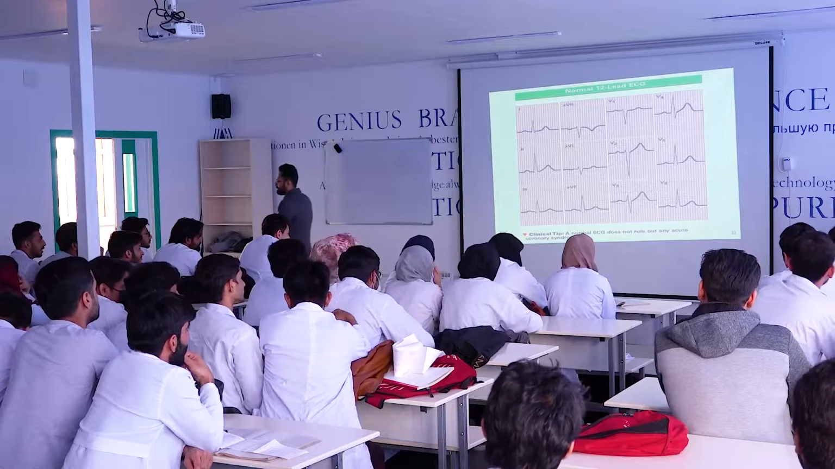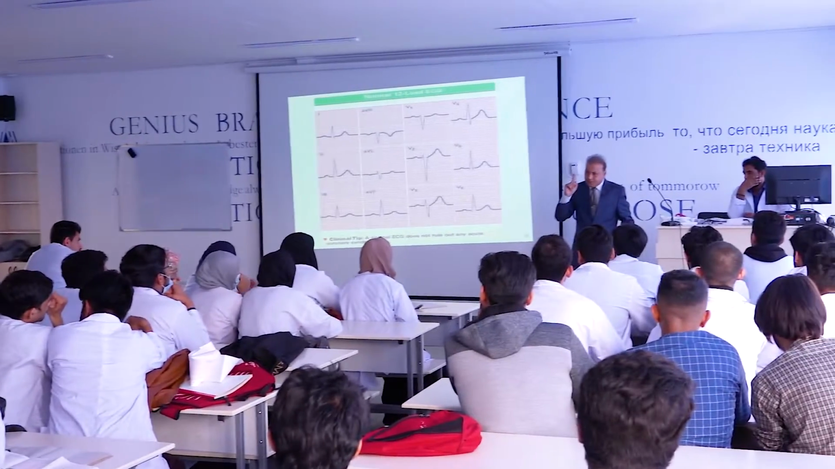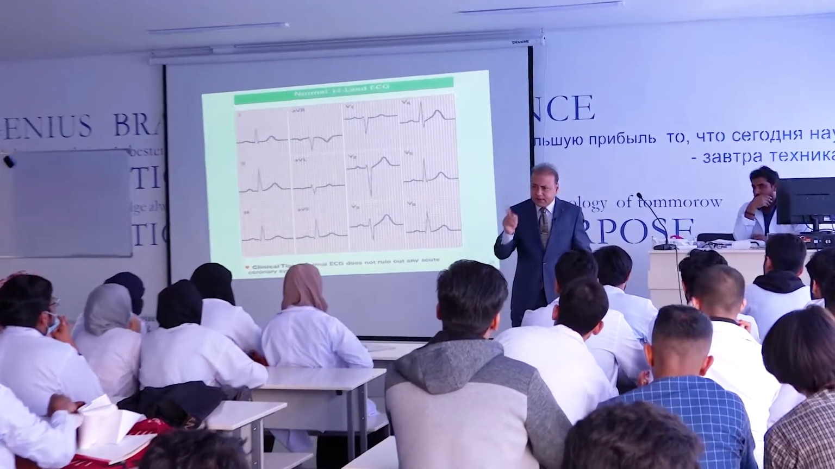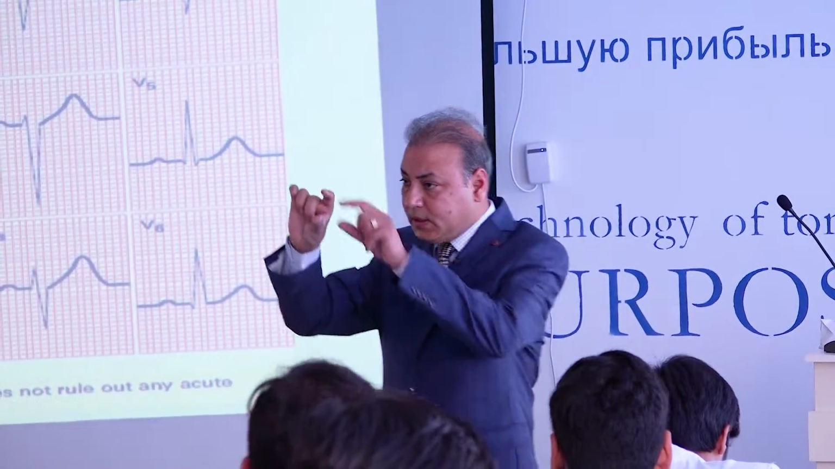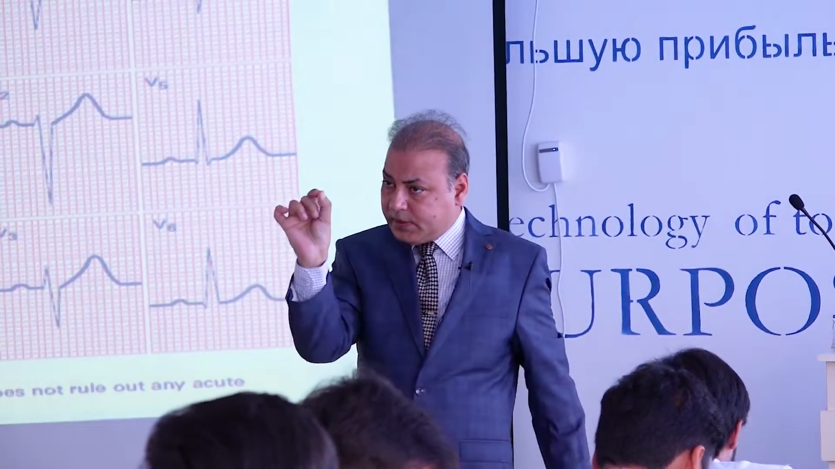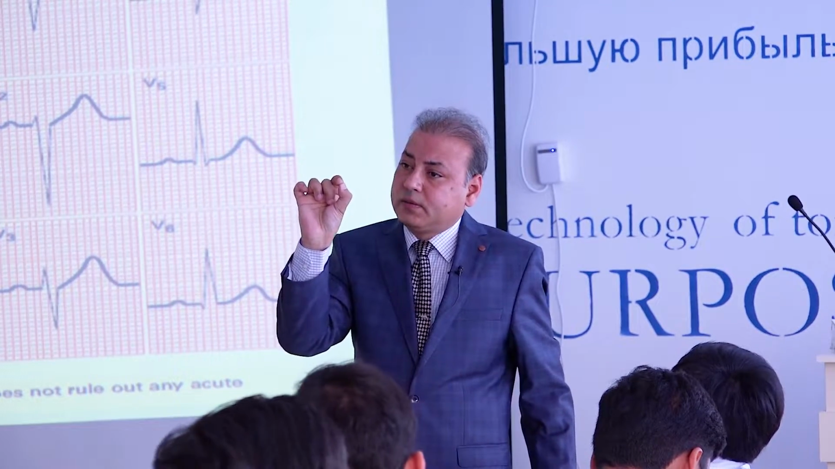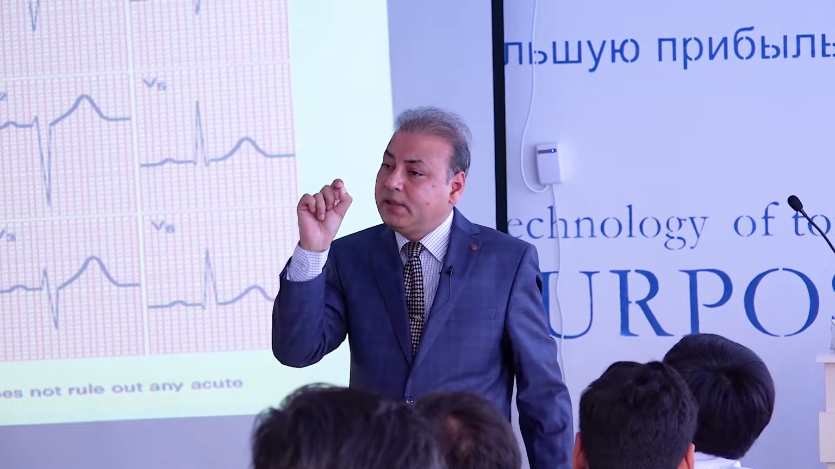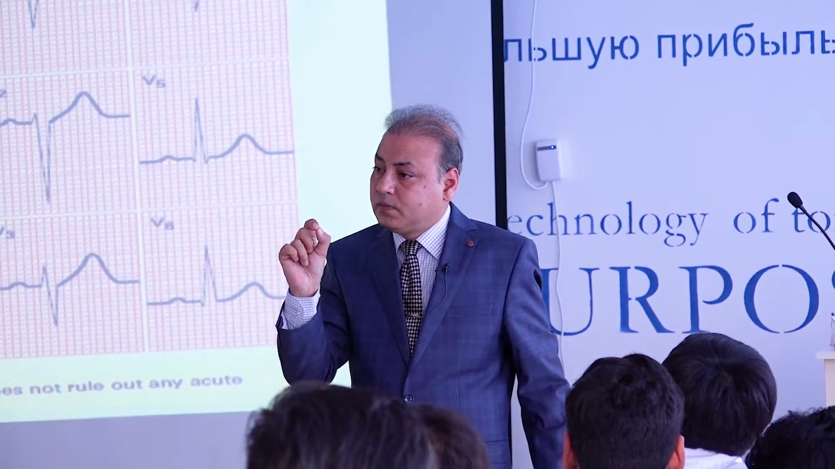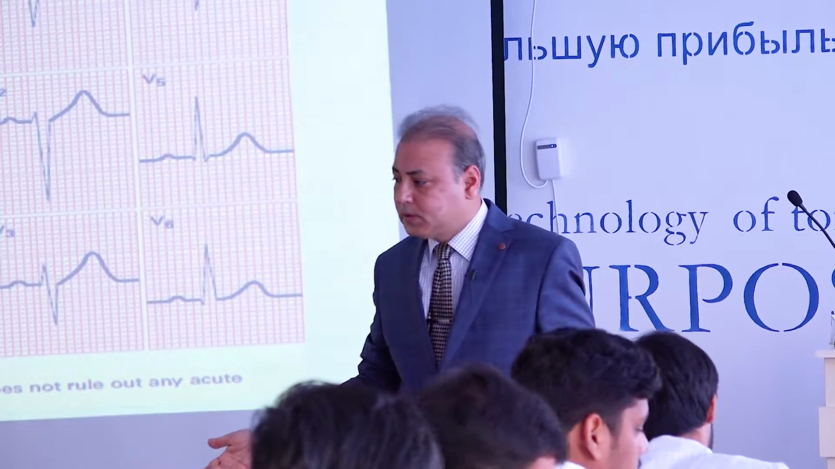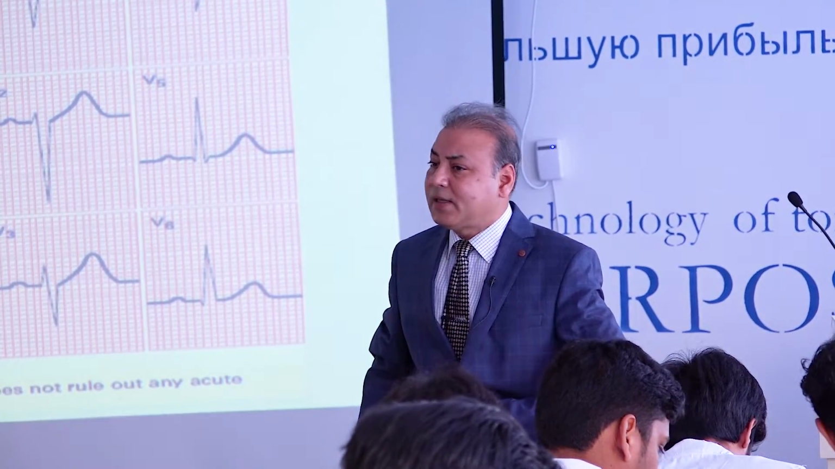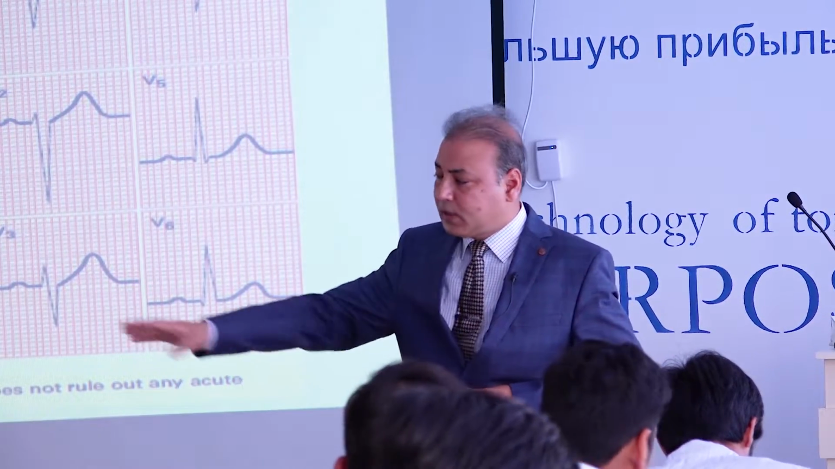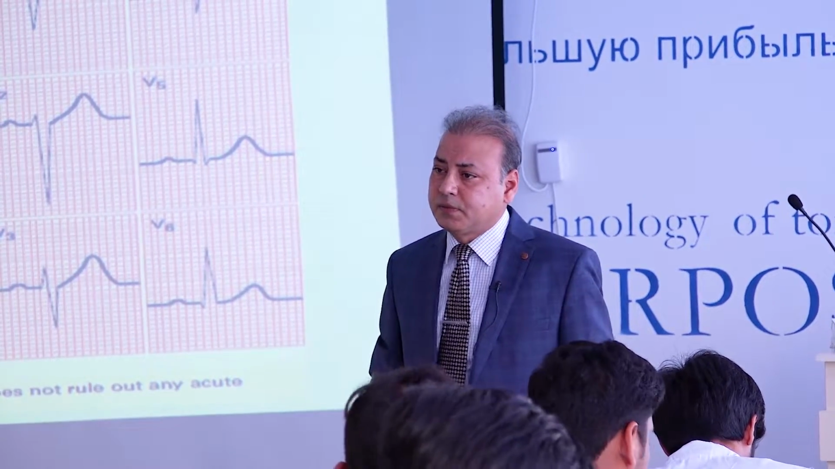Just see, if the speed of the paper is 25 mm per second, it means one small box, in between one big box there are small boxes, it means 0.04 second. Write down, copy. Where is your copy? Write down all of it. This is practical. After class, you can forget all these things. Okay?